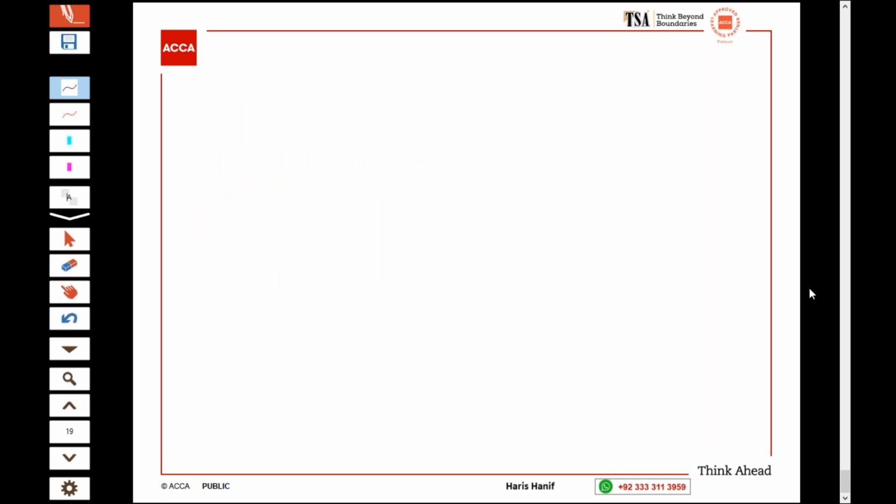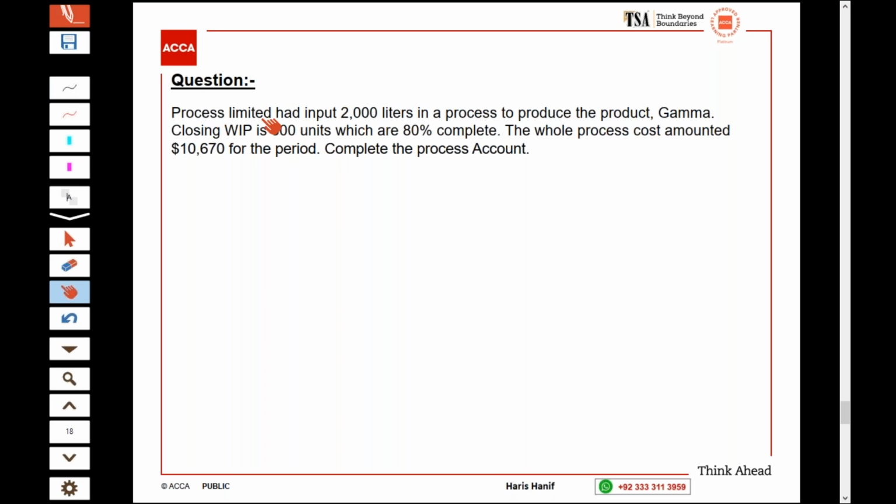Now this is the question, and I'm going to read it. The question is saying: complete the process T account. Process Limited had input 2000 liters in a process to produce the product gamma. Closing WIP is 300 units, which are 80% complete. The whole process cost, which includes direct material, direct labor, production overheads and all the costs, amounted to 10670 for the period.